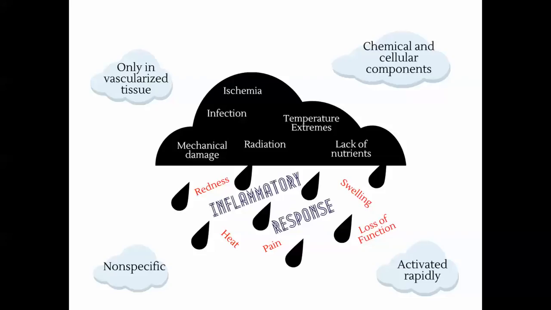The purpose of this video is to provide an overview of the basic components of acute inflammation. The inflammatory system is activated by tissue injury. It is vital to note that inflammation only occurs in vascularized tissue, that is, tissue which has a blood supply to it. In addition to the common example of infection, there are other potential causes.